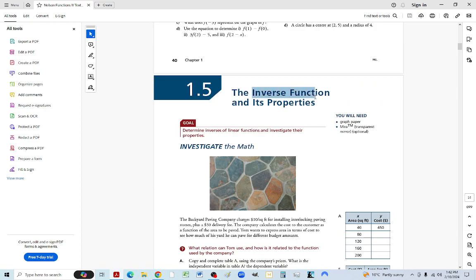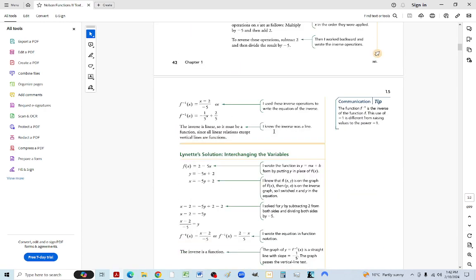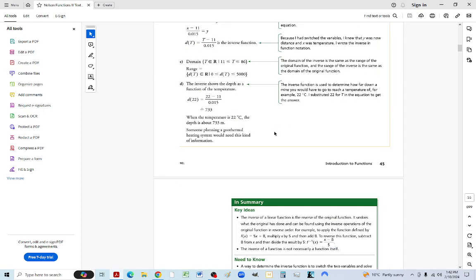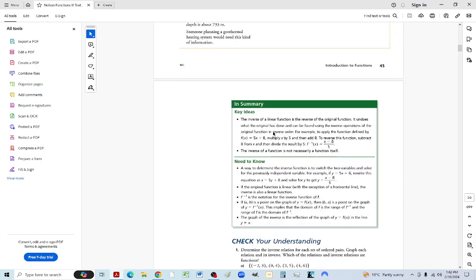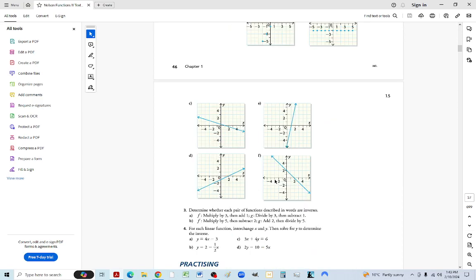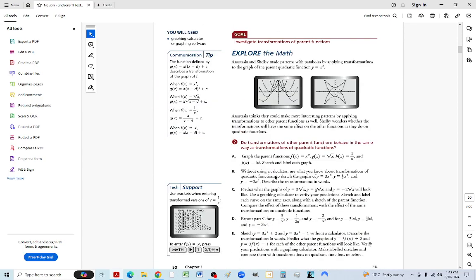The inverse function, very important skill to learn, how to switch the x and the y's and solve. Something we should go over, and I believe I have a video on it. And it just goes in detail, gives one example, the inverse of f of x equals 5x plus 8 is this, and how they came about it. There's some things about inverse functions that you and I should discuss.